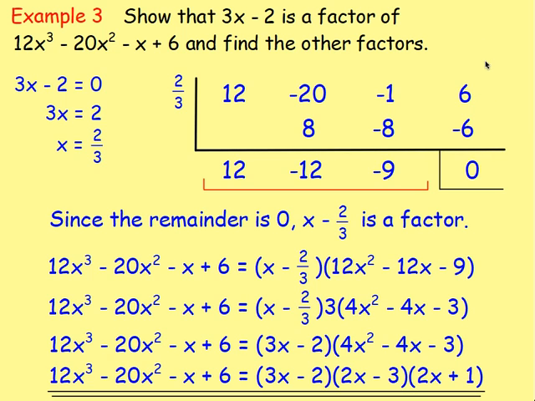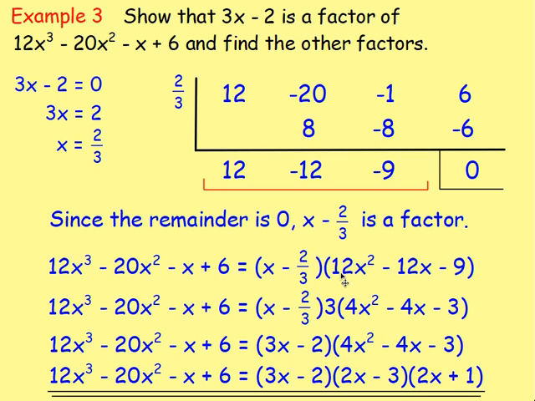Example 3, show that 3x minus 2 is a factor. That was very similar. Again, you set that equal to 0, arrange it so you get x. X is 2/3, put that to the left of the vertical line, work your way along and you get 0. Because you've got 0, it doesn't mean that 3x minus 2 is a factor. It means that x minus this number to the left of the vertical line is a factor. So you would say x minus the 2/3 is a factor.